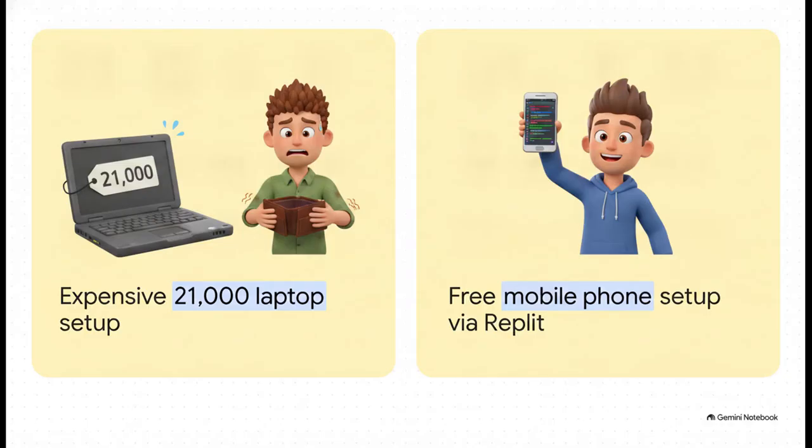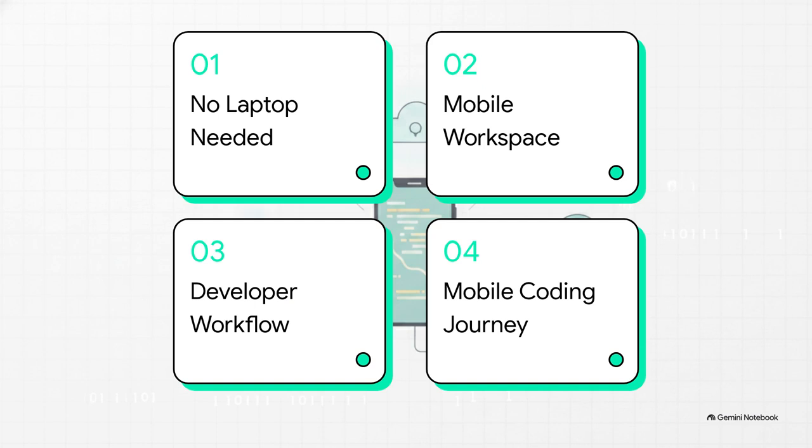Picture this. On one hand, you have an expensive laptop setup. You might be looking at dropping, say, $21,000 on heavy hardware just to get your foot in the door. On the other hand, you have a completely free mobile phone setup using a platform called Replit. You absolutely do not need to empty your bank account. Your current smartphone can completely get the job done and run the programs you need to kick off your development journey.